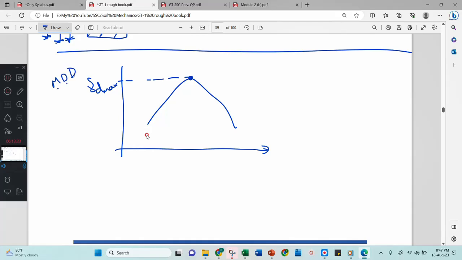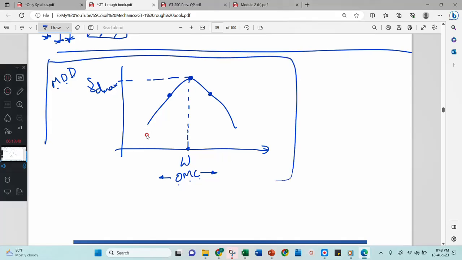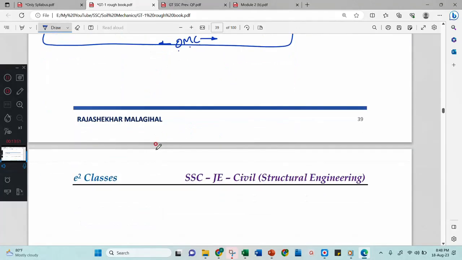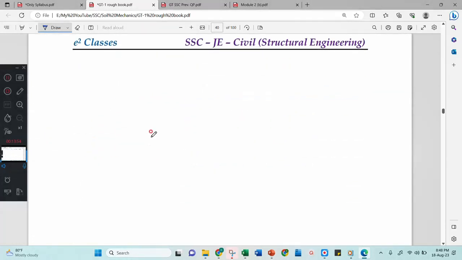To achieve this, you have to add a particular amount of water content, that we call OMC, that is optimum moisture content. If you add more than this, the density decreases. If you add less than this, the density also decreases. This conclusion was obtained by Proctor. For this, he did a compaction test. That test I will show you and explain further.